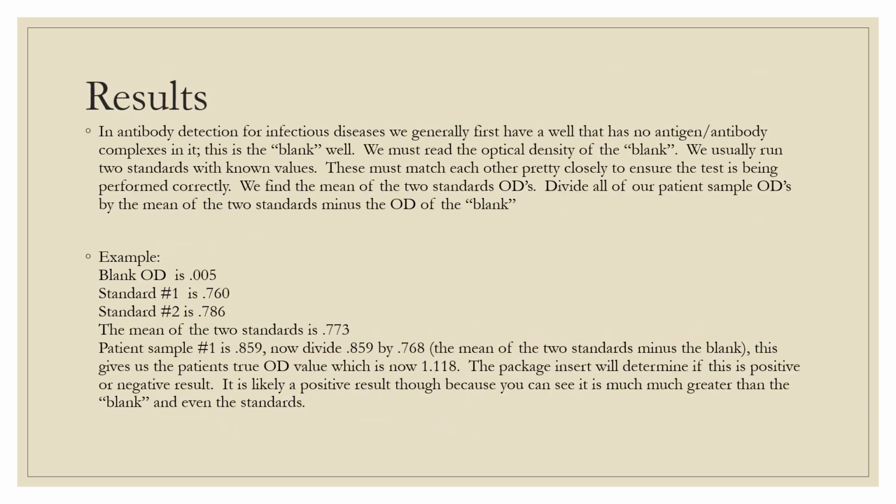To determine if our wells are positive in an indirect ELISA, what we do is compare to the blank well. Usually our first well is the blank well, and we can subtract the blank from our optical density values. So for example, if you have a blank optical density of 0.005, we run two standards, and we're going to take the average of those two standards. Then we take the average of those two standards and subtract the optical density value of the blank, and then we divide by the mean of the two standards. This determines if our wells are positive or negative for the antibody.